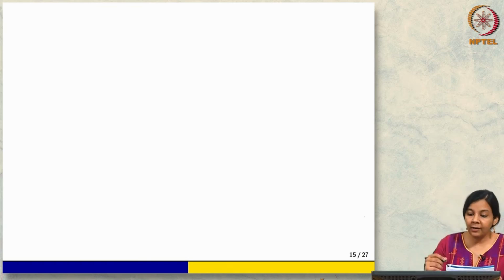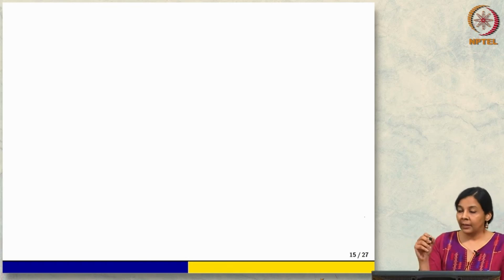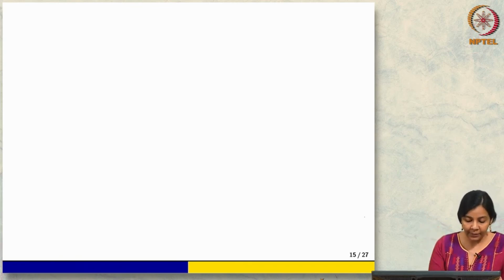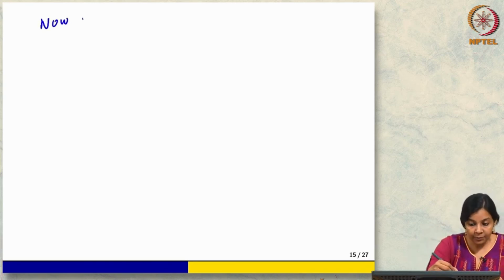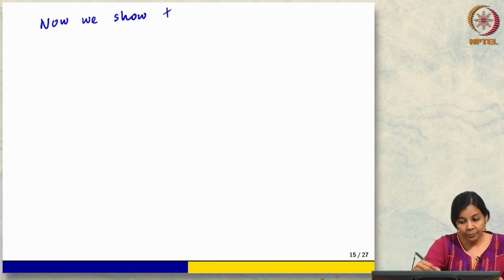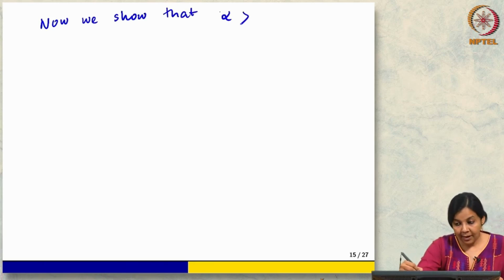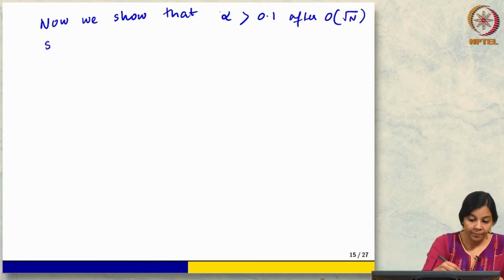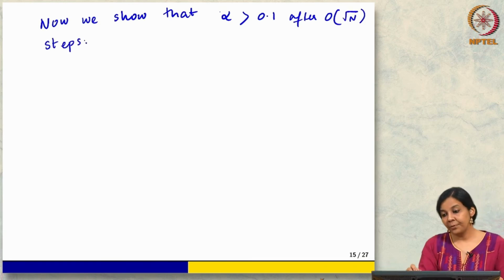So, using this, we will pick a constant and we will show that we will get alpha t to be at least that constant after a sufficient number of steps at some t. Okay. So, now we show that alpha is greater than, let us say, 0.1 after order square root n steps. Okay. So, we will show this.